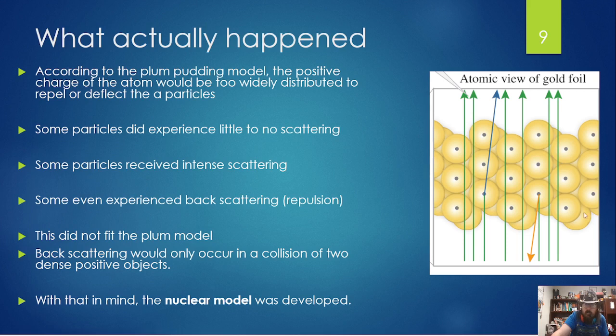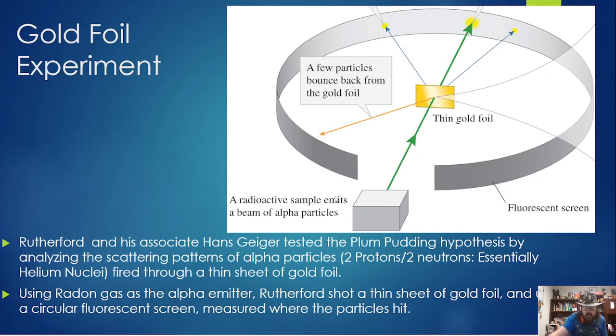Some particles would punch through without a problem. But see, the thing is, they looked at the whole screen, and that wasn't the complete story. While some particles experienced little to no scattering and slid through without hitting any atoms, some received intense scattering, where they hit and bounced off to the right, to the left. And some hit and bounced straight back. So you see right here, it hits this and bounces all the way back.